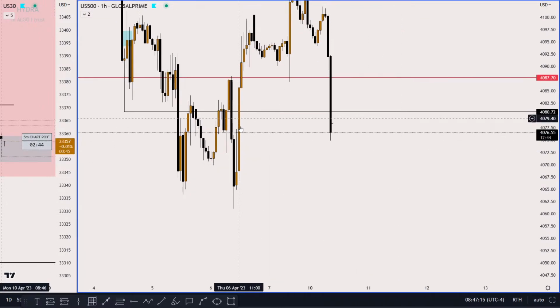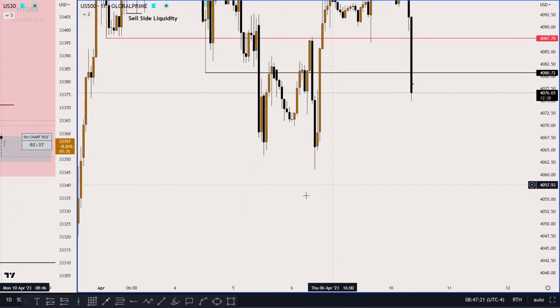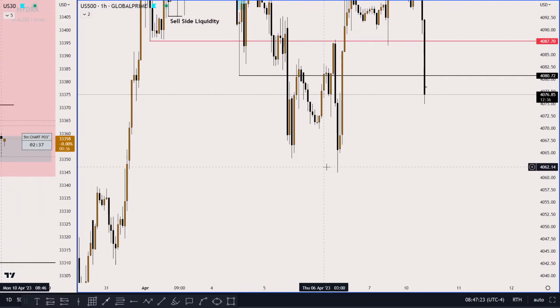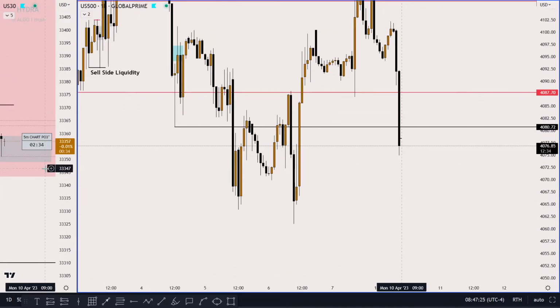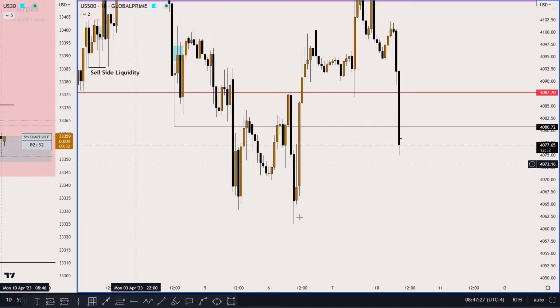On US 500, we do not have a strong level of sell side liquidity right here, right? Because there's no relative equal low. I do not see any relative equal low on US 500. But there are relative equal lows on US 30, right?